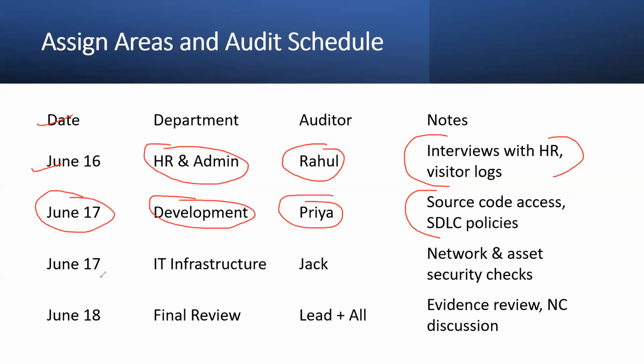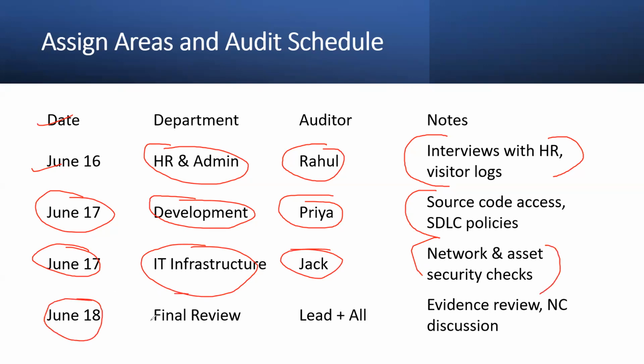Apart from that, on June 17, the IT infrastructure will be evaluated by whom? By Jack. What is Jack going to do? Jack is going to look into the network and security checks. And on June 18, there will be a final review. Whatever evidence has been collected by these people, we are going to evaluate and discuss. And who is going to do this? Everyone will be leading it, and the team leader has also been involved in this.